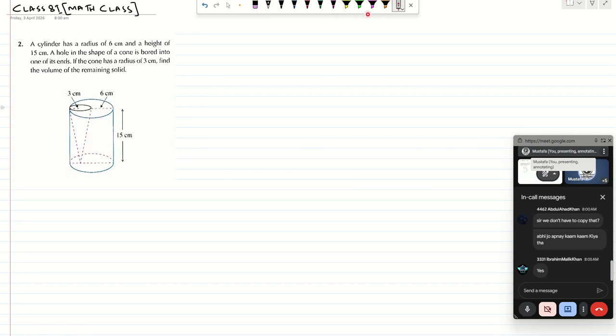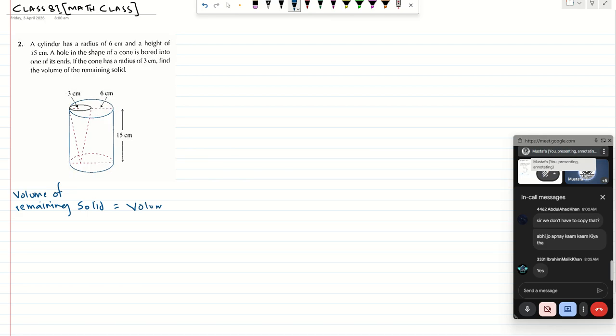What we have to do is we have to find out the volume of the remaining solid. That is, after removing this cone from this cylinder, what is the remaining solid? This is what you have to find out. Okay, so how to find out? Simply, in order to find out the volume of the remaining solid, we will remove the volume of cone from the volume of cylinder.